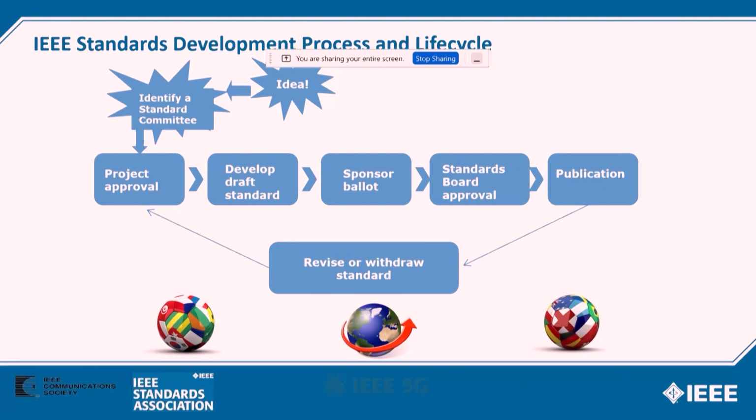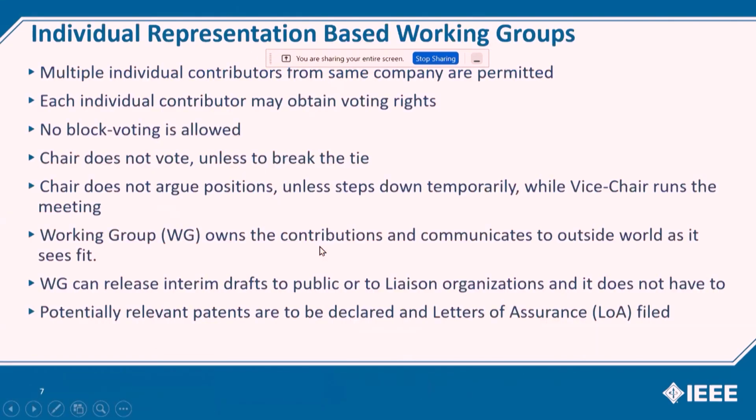It can go dormant for a while, but then it has to come back, look at the standard, revise it, or just republish it as is. It needs to go to project approval again, so the cycle repeats itself. So there are individual and entity projects. In the individual representation-based working groups, a lot of things are unique to IEEE because we are an open, non-profit educational institution.